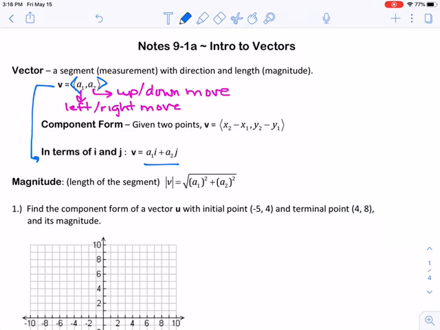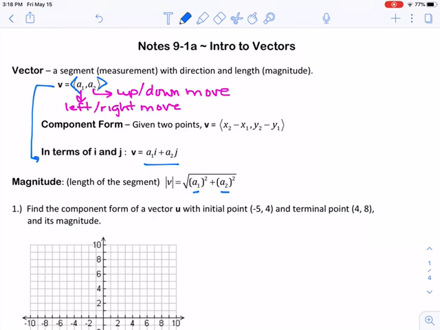Notice that if we're talking about getting from one point to the other, a left and right move and an up and down move, we're always creating a right triangle. So we can use the Pythagorean theorem, and the magnitude of my vector, we know we're looking for the magnitude because they put it in absolute value bars, is always equal to the square root of the x component squared plus the y component squared.